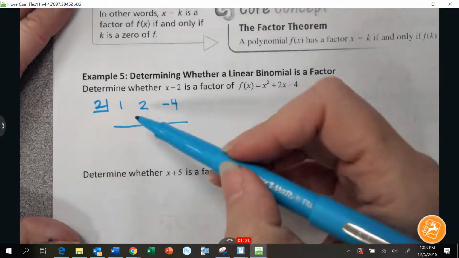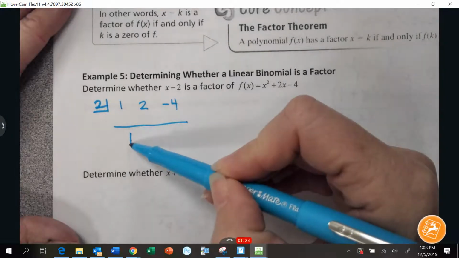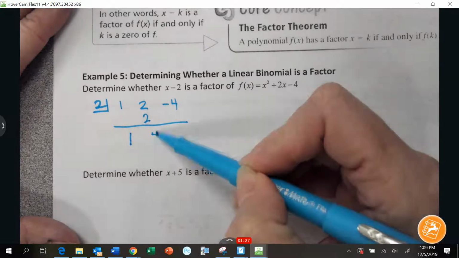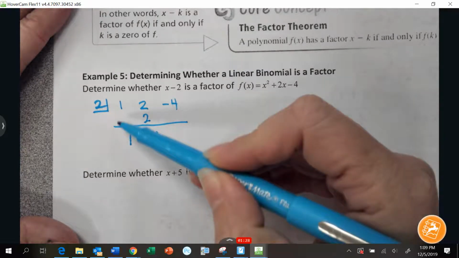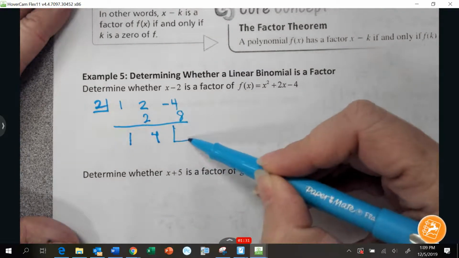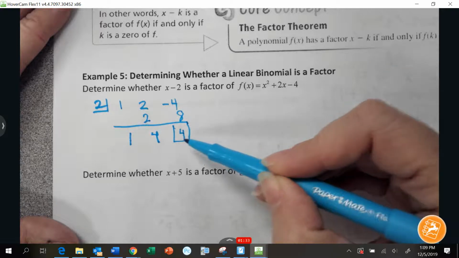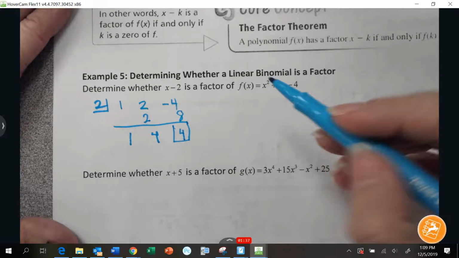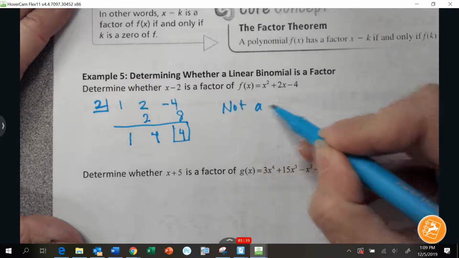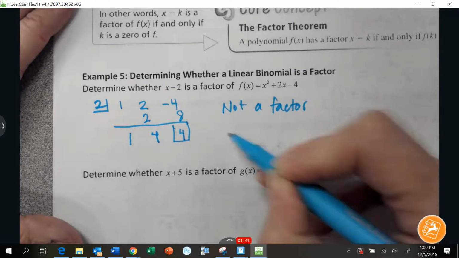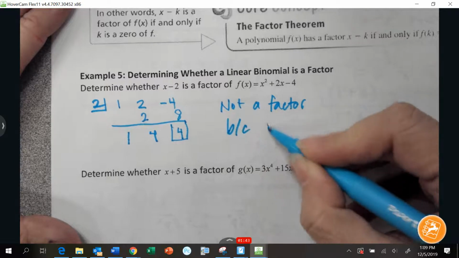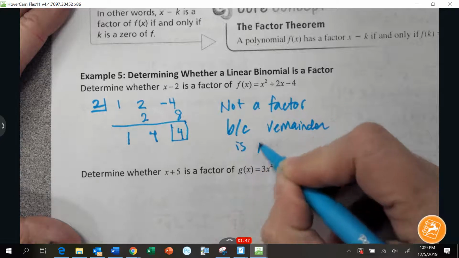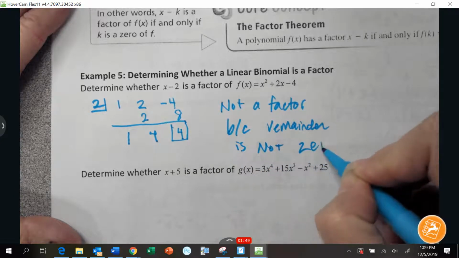And then we do synthetic division, which bring down the 1. Multiply by 2, we get a 2. Add them, we get a 4. Multiply by 2, we get 8. Add them, we get 4. Is x minus 2 a factor? No. Not a factor because the remainder is not 0.